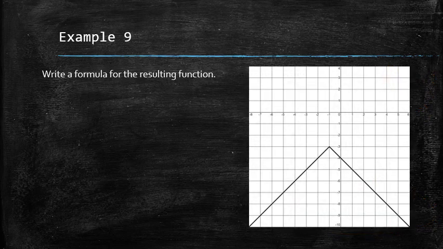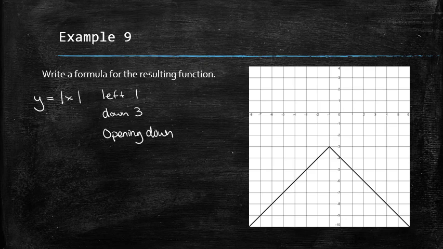Okay, so now we're kind of doing the opposite. This time we're given the graph of a function and we want to come up with a formula that will lead to this graph. So we see that we're starting with the absolute value function. It has been moved to the left 1 unit, down 3 units. And it's also, you could say, opening down. I'm okay with that. This is equivalent to saying it's been reflected about the x-axis. So we know there's going to be a negative involved somewhere.